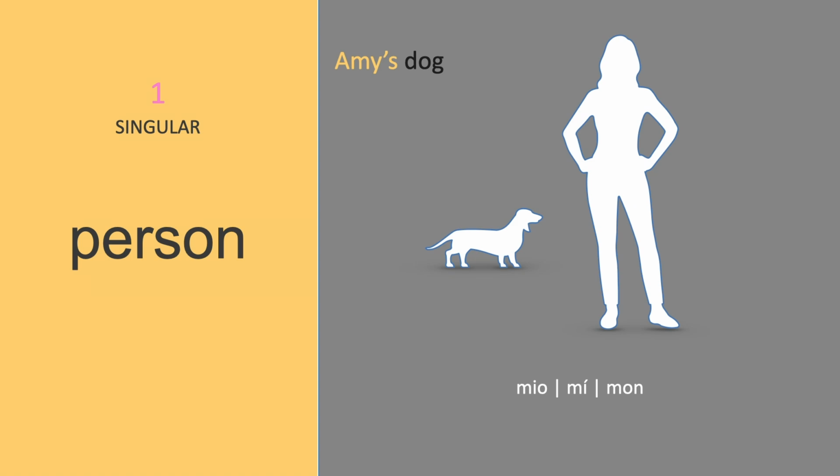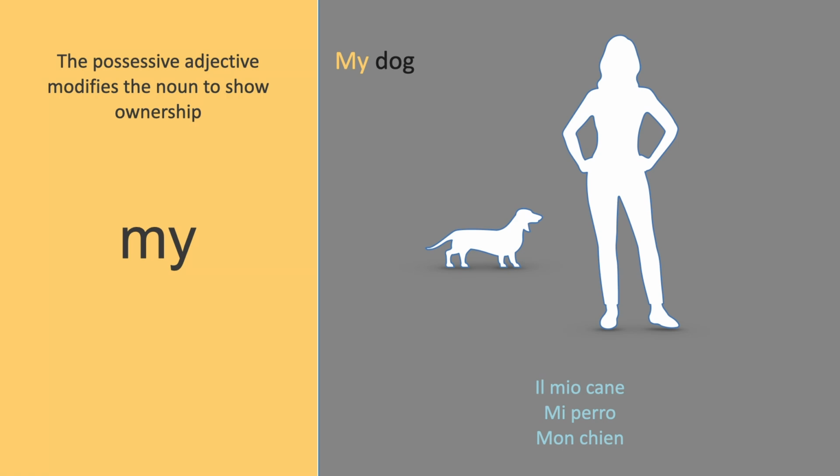So here we have Amy's dog. Amy owns the dog, so it is Amy's dog. If you are Amy, you can also say my dog. My dog. Remember, possessive adjectives always go before the noun.